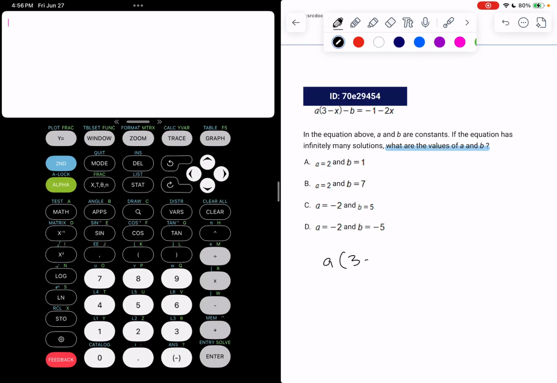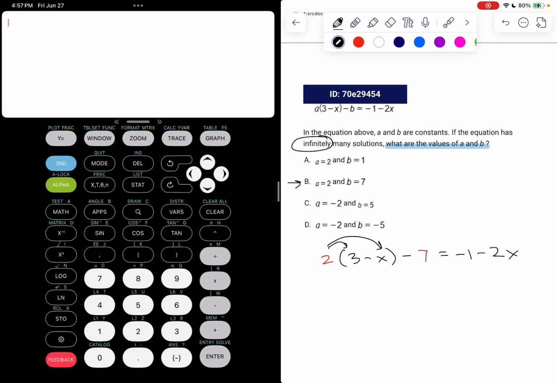So let's go ahead and write out our equation. a times (3 minus x) minus b equals -1 minus 2x. Now let's try one in the middle. I'm going to swap out a 2 for the a, and a 7 for the b. Let's simplify the left-hand side so maybe we can see if it looks like the right-hand side. Because if the left-hand side and the right-hand side are the same, then it will work for infinitely many values of x. That's what we're looking for, because it asked us for something that would have infinitely many solutions, meaning an infinite number of things would work for x.